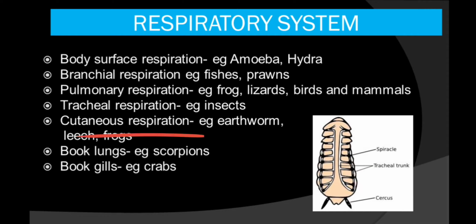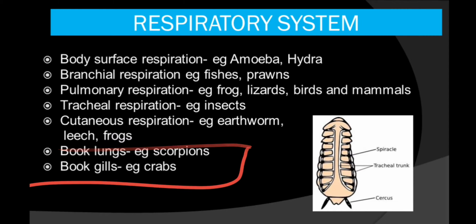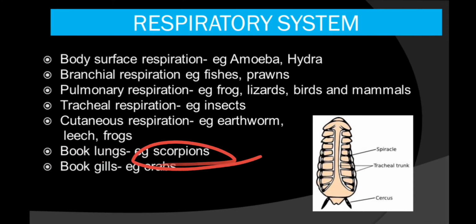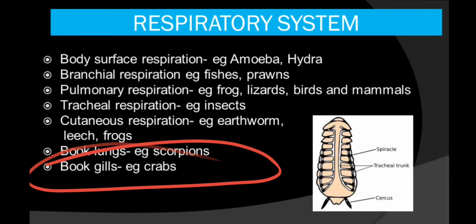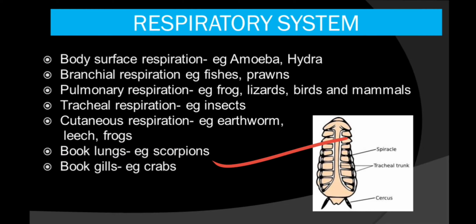Okay, now about cutaneous respiration. Cutaneous means from the skin. For example, earthworm and leech as well as frogs respire through skin. You know that a frog can respire through skin, through gills at the larva or tadpole stage, as well as through the lungs, right? Now this is important for you. Book lungs are present in scorpions. So scorpions do respiration through book lungs and crabs through book gills. This is very important for questions for your examination purpose. Scorpions have book lungs and crabs have book gills.